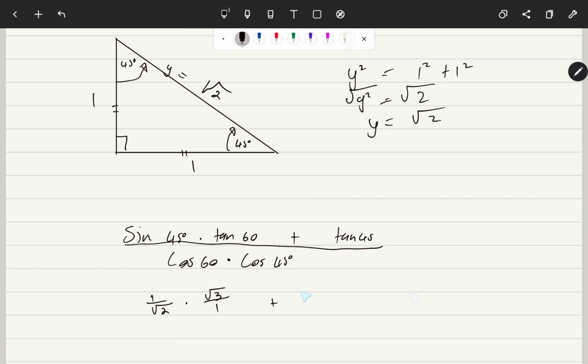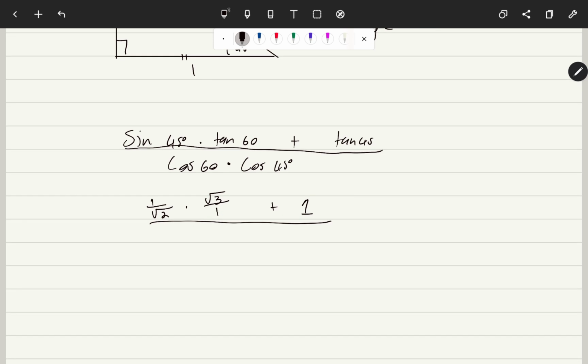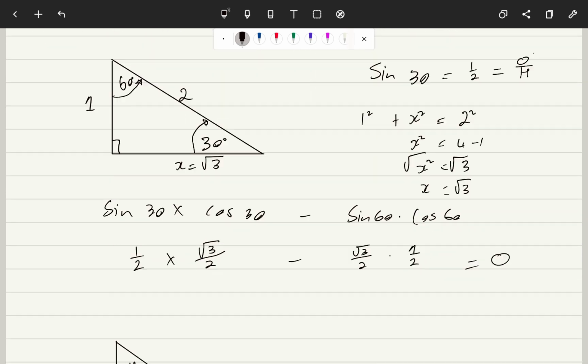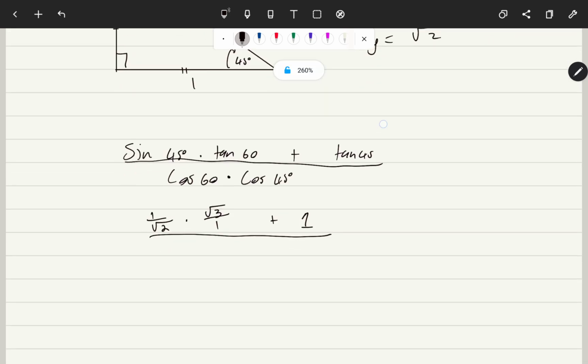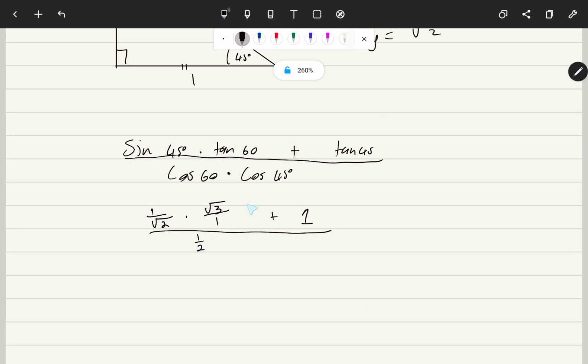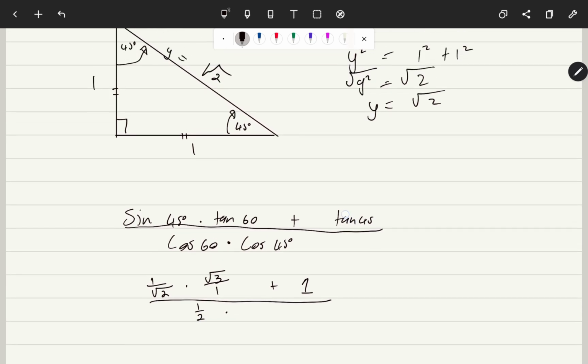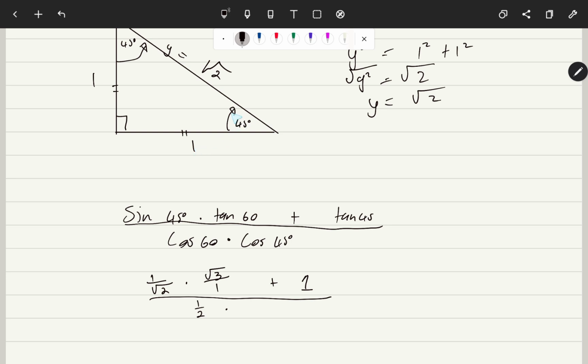So then I have plus tan 45. I could use this one. Tan 45 is 1 because we have opposite over adjacent, so it's 1 over 1. So I'll just write 1 here. And then cos 60, let's go back. Cos 60, cos is adjacent over hypotenuse. So that is 1 over 2. 1 over 2 multiplied by cos 45, which is adjacent over hypotenuse, 1 over square root of 2.